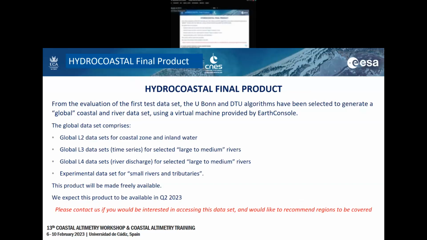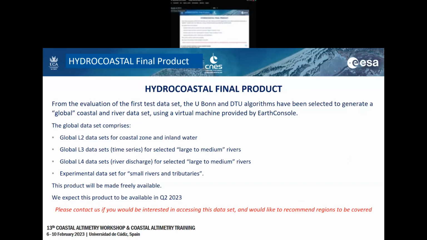And what we're doing now is generating a global scale coastal and river data set with those 2 algorithms implemented. In fact, we're using the DTU for both the coastal zone and the inland waters on a virtual machine provided by Earth Console that Marco described a little bit earlier. So we've got parallel processing capability on it, which enables us to run a lot of data very quickly through it. And that's set up with this NOR sponsorship opportunity.